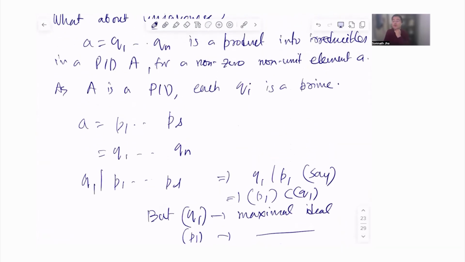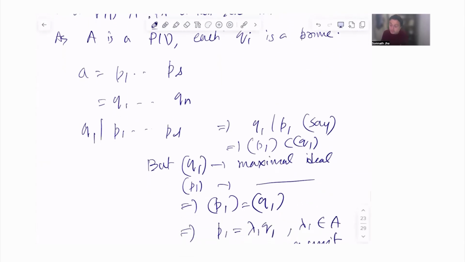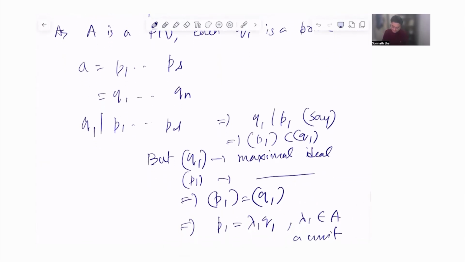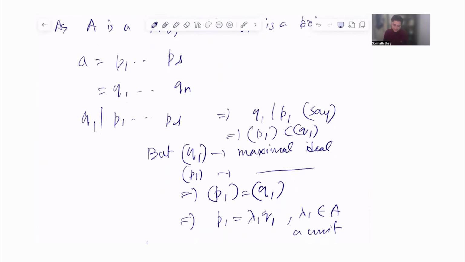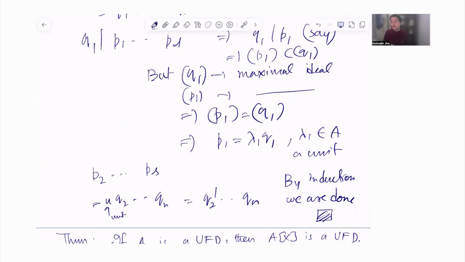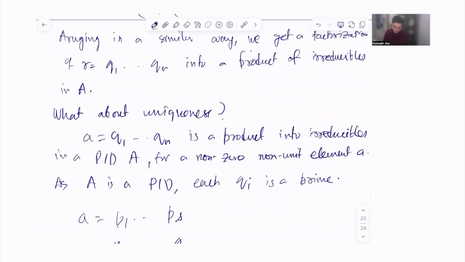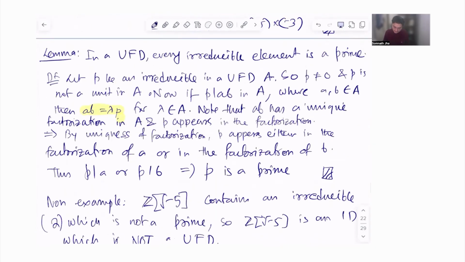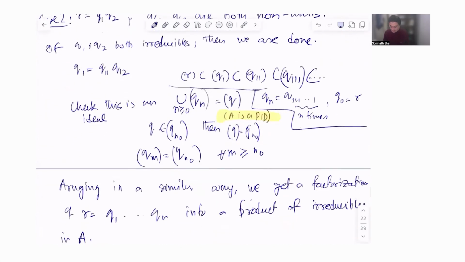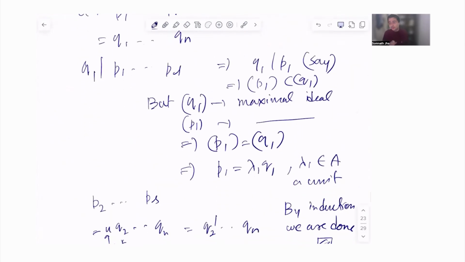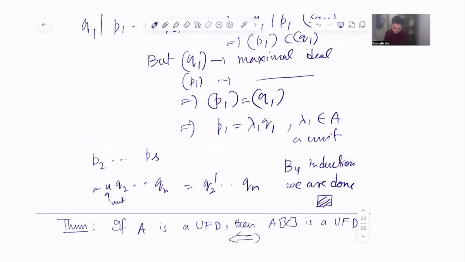So for uniqueness also you use the PID, namely you use that every irreducible is a prime element. And the prime elements generate maximal ideals. So if one prime divides another, then they have to be associates. So Pi and Qi have to be associates. Then you keep cancelling because in an integral domain you can cancel from both sides. So then we get a lesser number of irreducibles, and by induction we will be done. So we proved that every PID is a UFD. This proof is slightly involved, so you can think about it. This chain argument is used, and the PID is used multiple times.